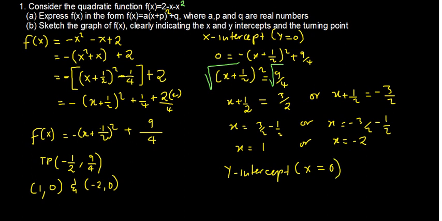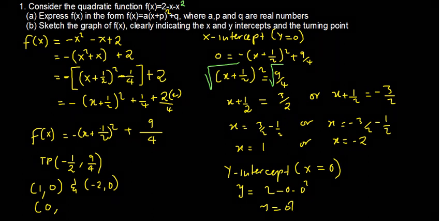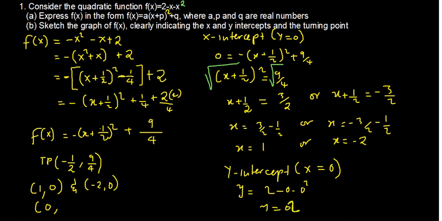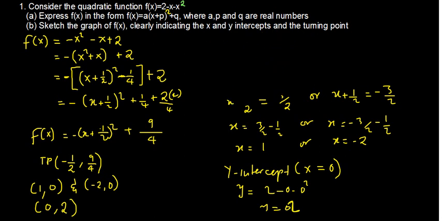Okay, now the y-intercept is so simple. You just get the constant, because you say y is going to be equal to 2 minus 0 minus 0 squared. So when x is 0, y is going to be 2, not 0. Y is going to be 2. Okay, so we have found all the critical points. Now we can easily sketch the graph. So I can now remove this.